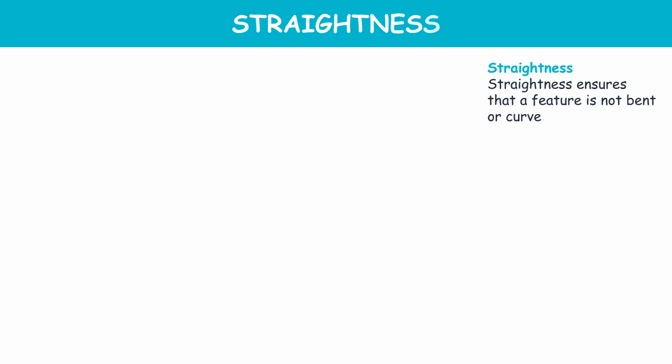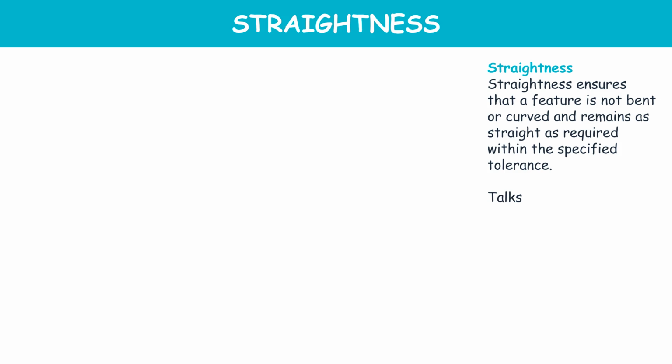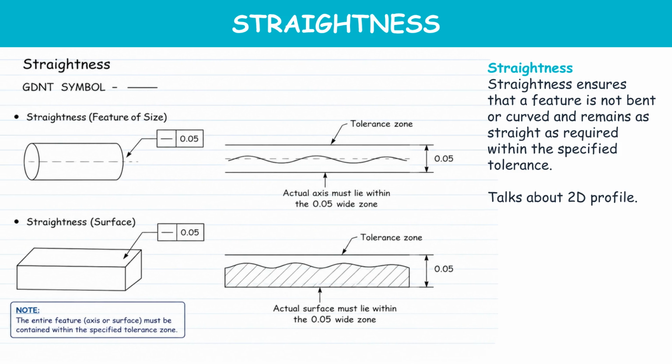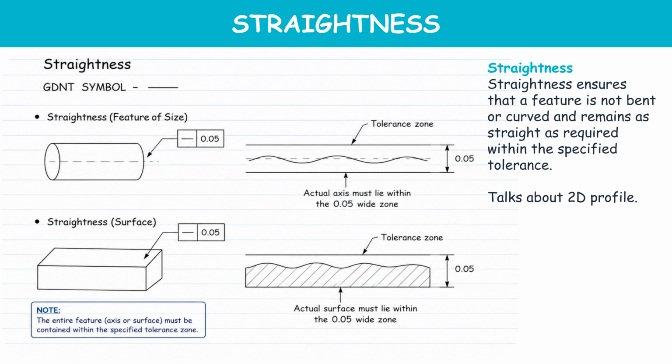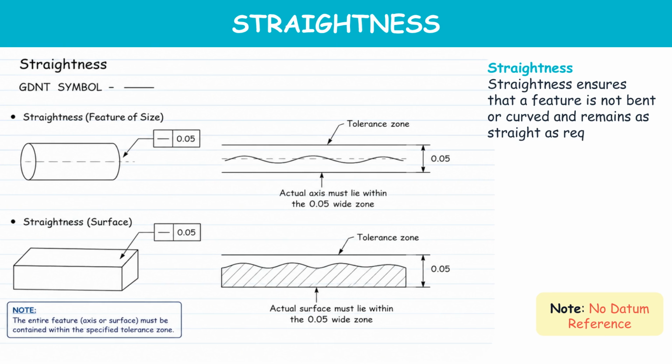Straightness ensures that a feature is not bent or curved. Think of a shaft. Even if the diameter is correct, the shaft may bend slightly. Straightness controls this deviation. The actual line or axis must stay within a specified tolerance zone. And remember, straightness does not require a datum reference.